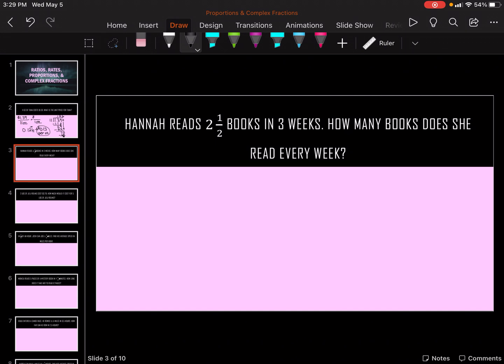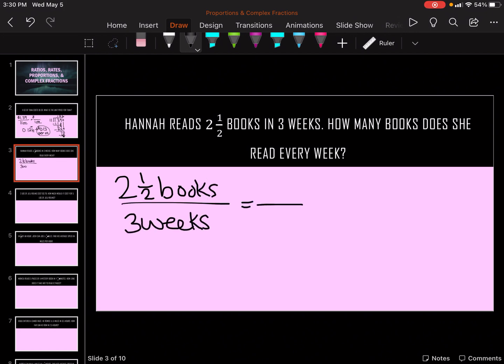Okay. Hannah reads 2.5 books in 3 weeks. How many books does she read every week? How much is it for 1 week? Cross multiply, divide. So 2.5 times 1 is 2.5 divided by 3. So 2.5 divided by 3.